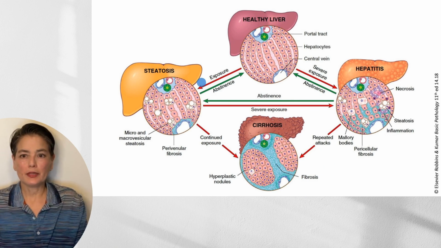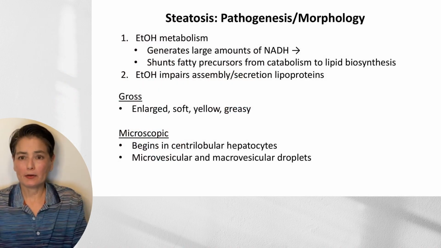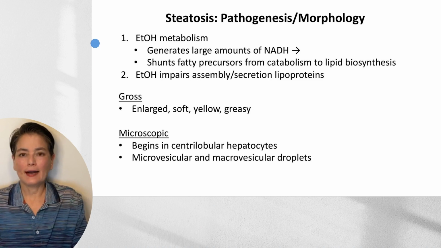So we may go from our healthy liver to steatosis, continued exposure taking us to steatohepatitis, again, some more exposure leading us to cirrhosis. And what we see in cirrhosis is this very nodular liver. It is composed of these hyperplastic nodules of regenerating hepatocytes that are going to be separated by these dense collagen bands. So with that background in mind, let's begin by talking about steatosis, what causes it, and what it looks like. So how does alcohol consumption lead to steatosis?